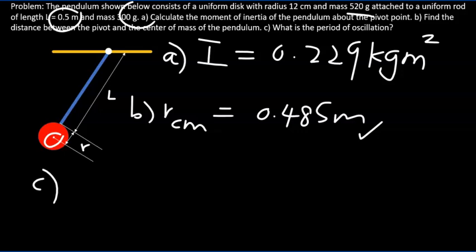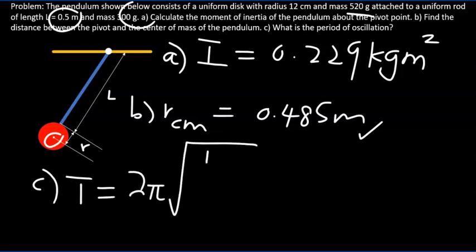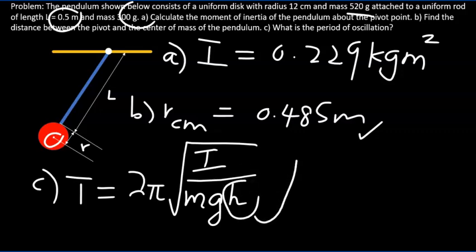Now we are ready to determine part C, the period of oscillation. The formula is given by the following: the moment of inertia over the mass of that entire system times the gravitational acceleration times h. H is the distance between the center of mass of the system to the pivot. And we have determined this in part B. So h is indeed 0.485 meter.